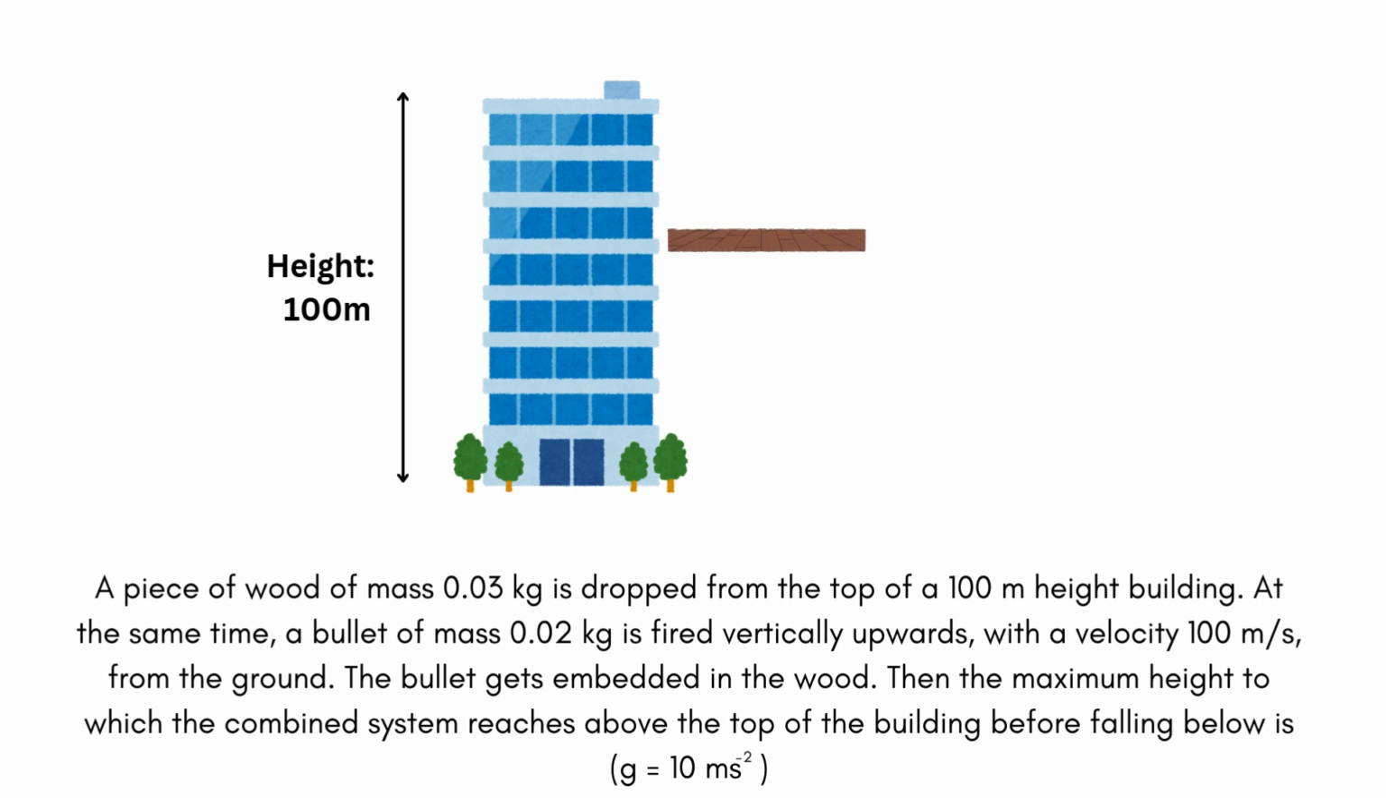A piece of wood of mass 0.03 kilograms is dropped from the top of a 100-meter height building. At the same time, a bullet of mass 0.02 kilograms is fired vertically upwards, with a velocity of 100 meters per second from the ground. The bullet gets embedded in the wood. Then the maximum height to which the combined system reaches above the top of the building before falling below is? Take g equals 10 meter per second square.